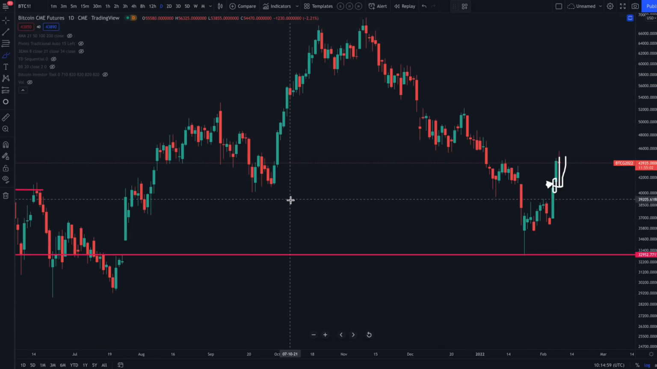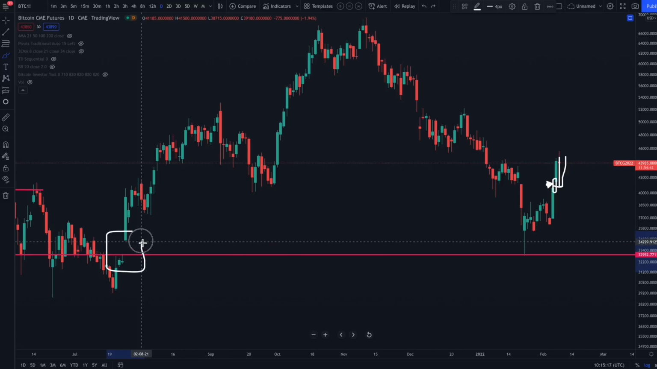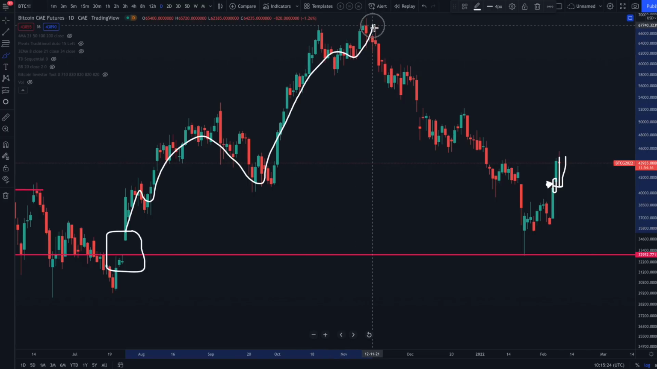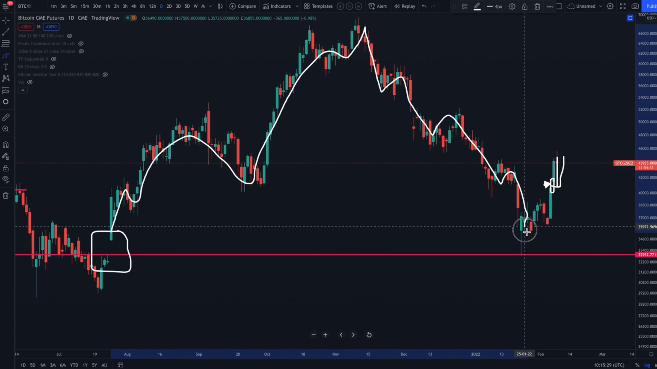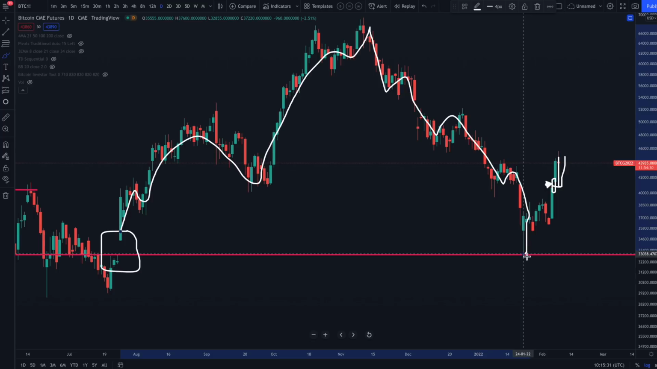Let me show you something very interesting. On the daily chart, when we were coming from this June-July low down here, we created this gap on the CME futures market. So the market at that time went all the way up and then came all the way down. And guess where it came down to? Exactly to fill this gap here.